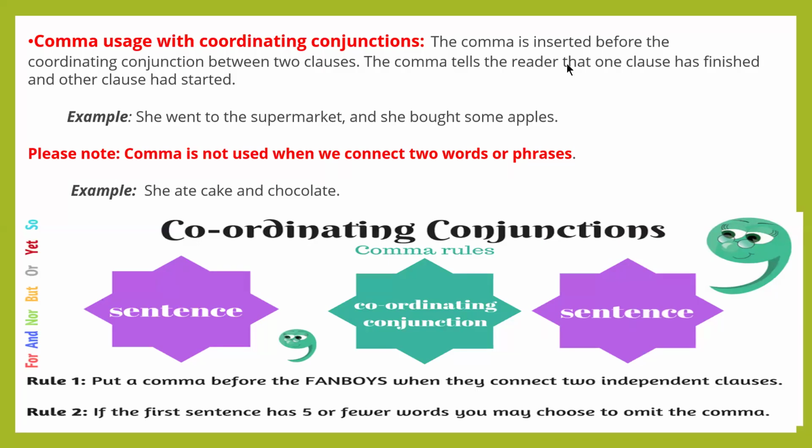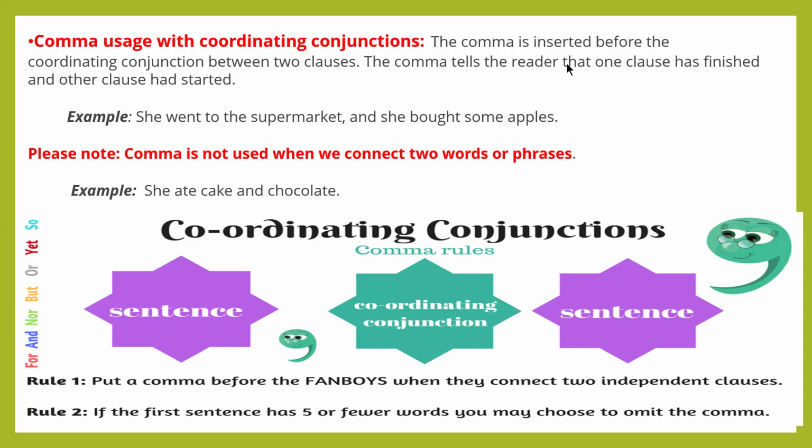Again, please note the points. A comma is not used when we connect two words or phrases. She ate cake and chocolate. It is connecting two words, so we cannot use a comma. If the words are more, four, five, six words, then we use the comma. But for two words or phrases, we cannot use a comma. So put a comma before the fanboys when they connect two independent clauses. It's a very important rule.